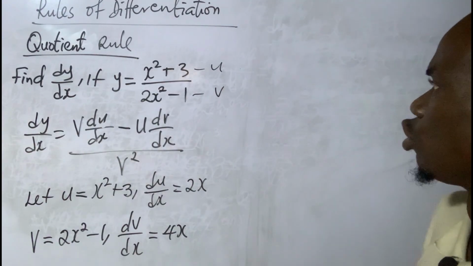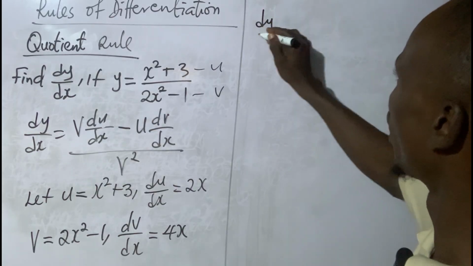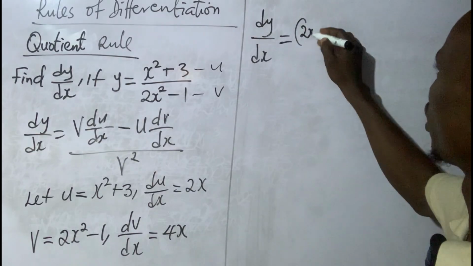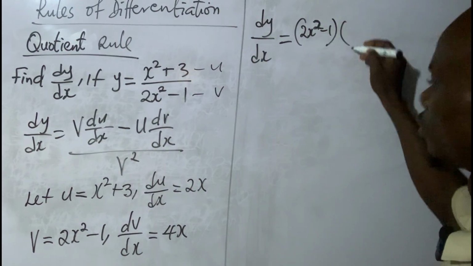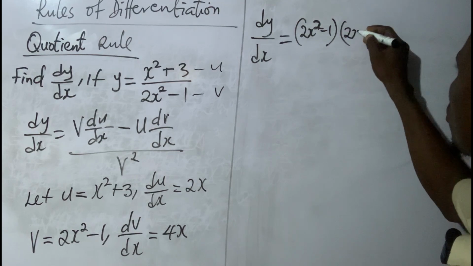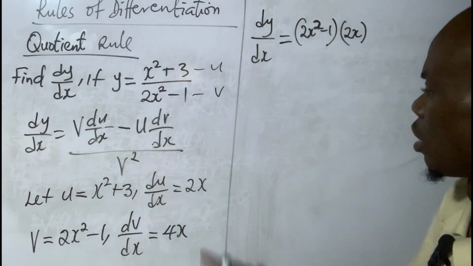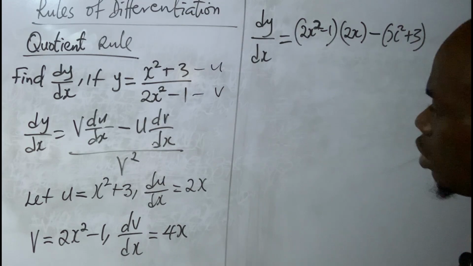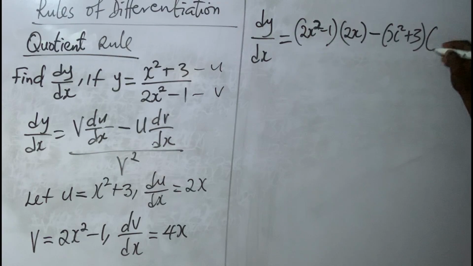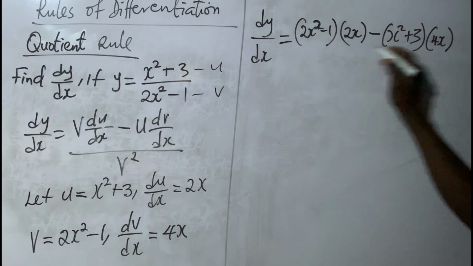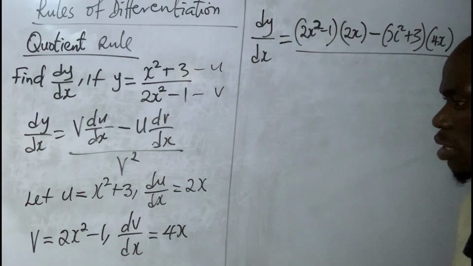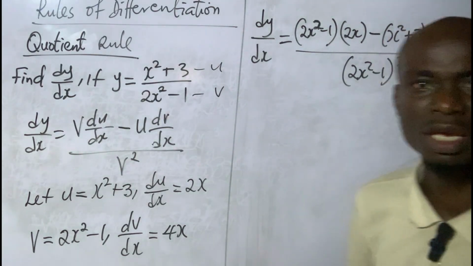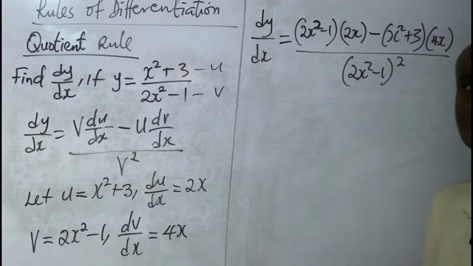So now we can substitute into our formula. dy over dx will now be v, that's 2x squared minus 1, times du dx, that's 2x, considering our formula, minus u, which is x squared plus 3, times dv dx, which is 4x, all over v squared. Our v is 2x squared minus 1, all squared. Okay, so this is our answer, just that we have to simplify.